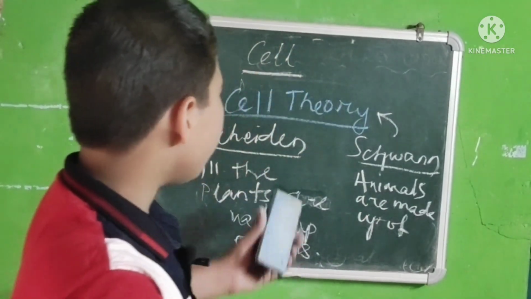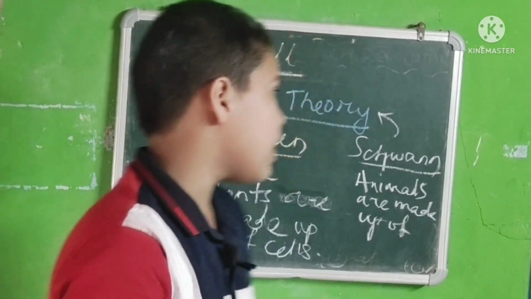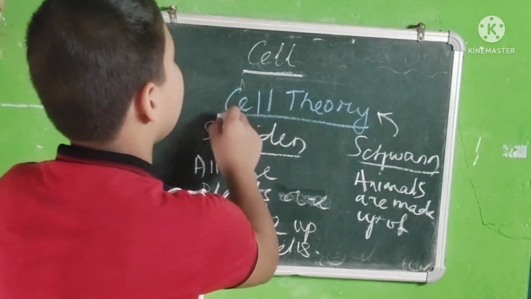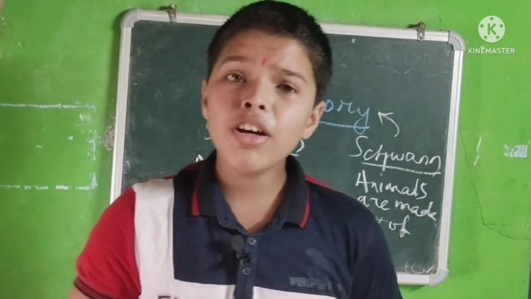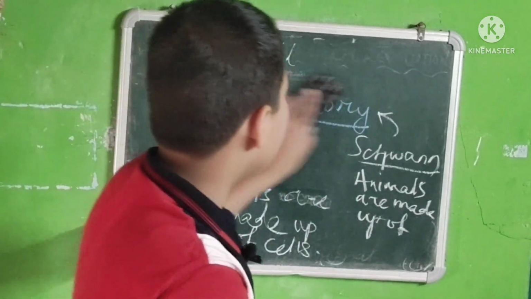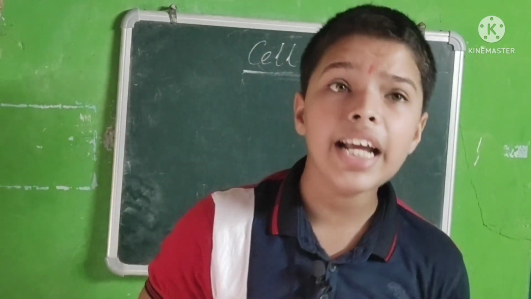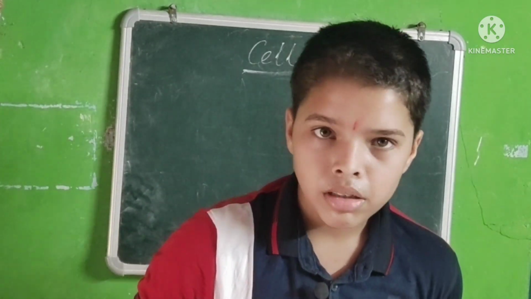So after the discovery of the cell, then the living cell, and then the proposing of the cell theory, whatever we have learned till now is just the basics of cells, and we still need to learn many things about the cell, like what it contains and what its types are.